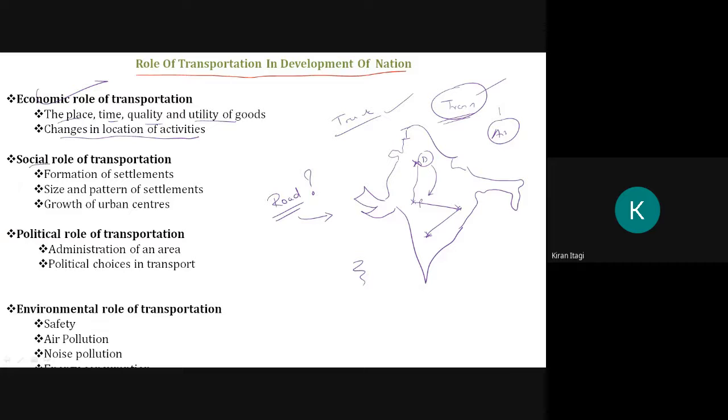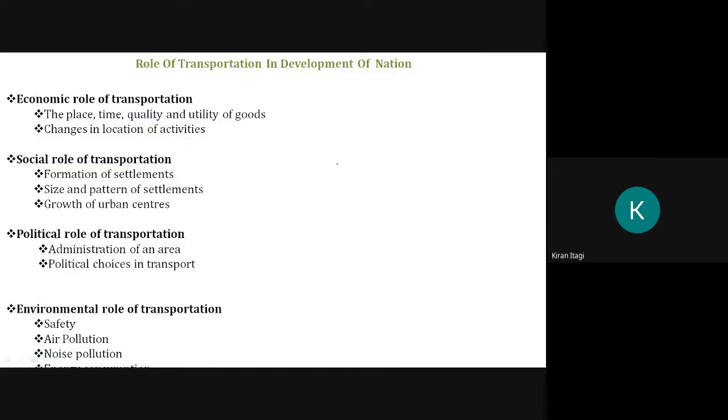Then the social role of transportation: formation of the settlement, size and pattern of the settlement, and growth of urban centers. So I will take one area. I will call this area ABC, and I will take another village, XYZ. See, this city has good roads.